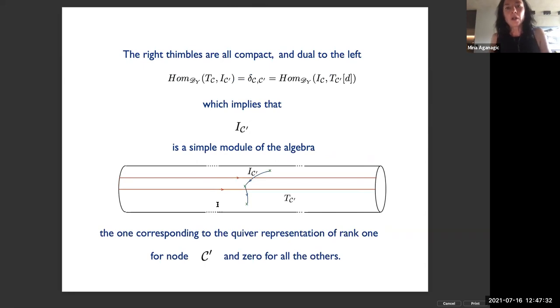Now, all the right symbols. So far we just talked about the left symbols. We also have the right symbols. The right symbols in the same chamber turn out to be compact, and they're of course dual to the left. So this implies that every right symbol is a simple module of the algebra A, the one that corresponds to the quiver representation of rank one for one of the nodes, the node corresponding to the symbol, and zero for all the others.